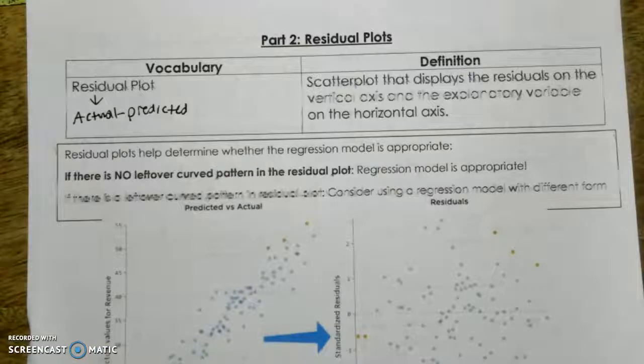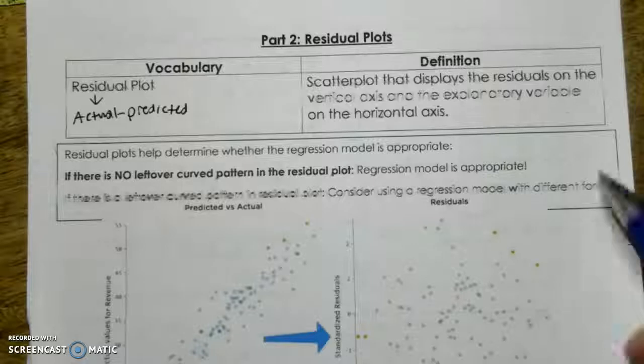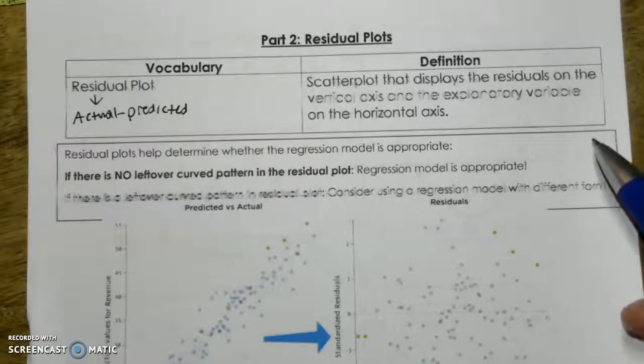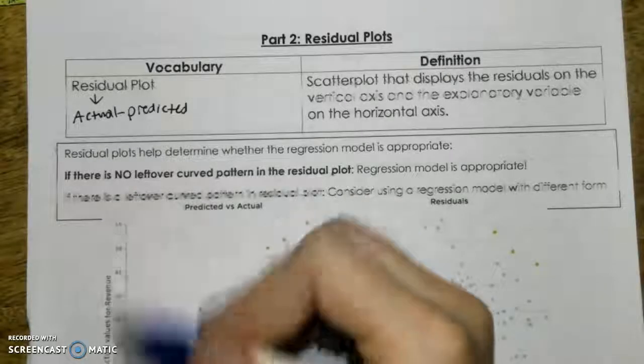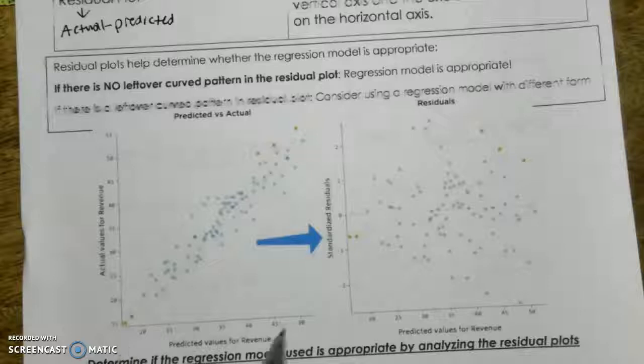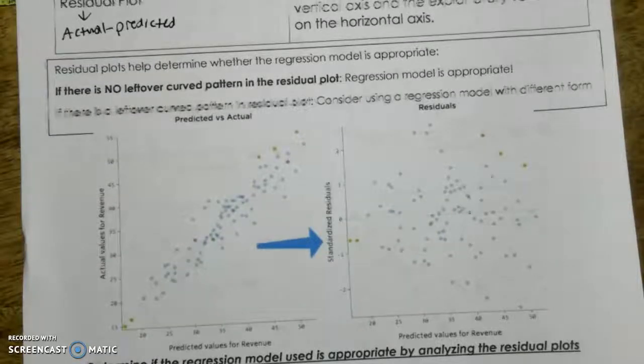So a residual plot would be plotting your residuals, right? So it's a scatter plot that displays the residuals on the vertical axis and the explanatory variable on the horizontal axis. So your residuals are here and your explanatory variables are here, right? Okay, so residual plots help us to determine whether the regression model is appropriate or not.